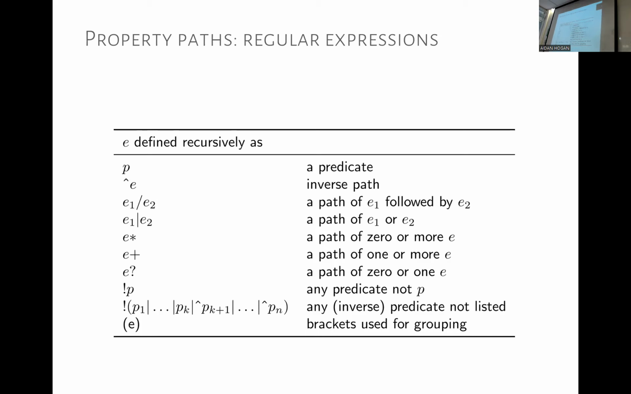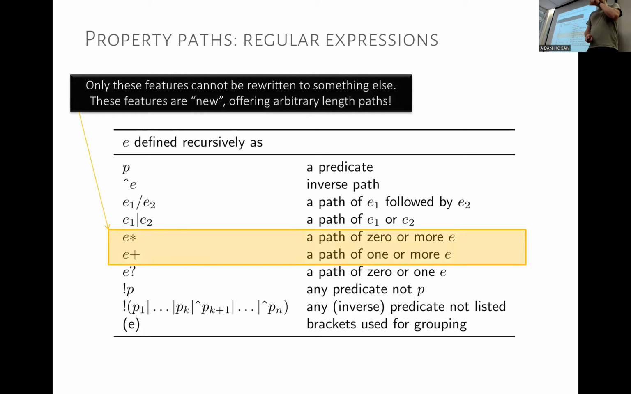So this is a bit different to SQL. So we'll spend a bit of time looking at it with examples. Only these features cannot be rewritten to something else. So if we have E1 or E2, for example, we can rewrite that to a union. There's nothing really new. And actually, that's how the SPARQL standard defines it.